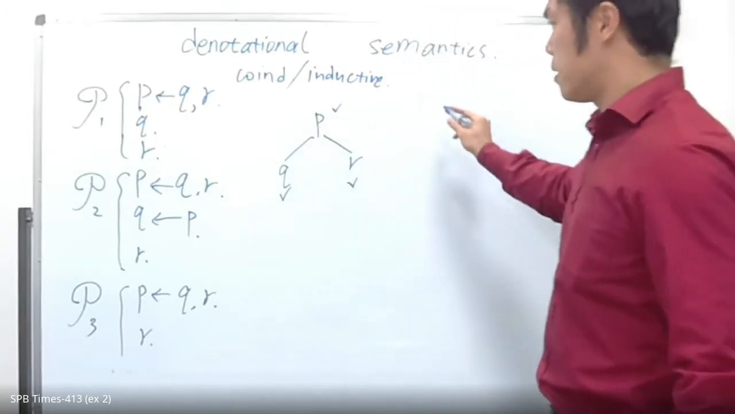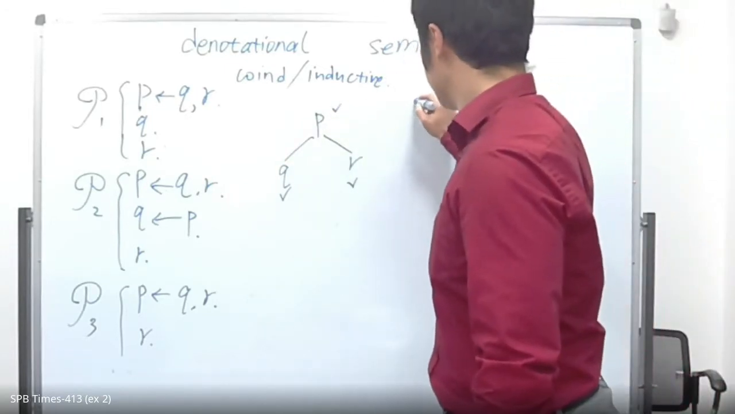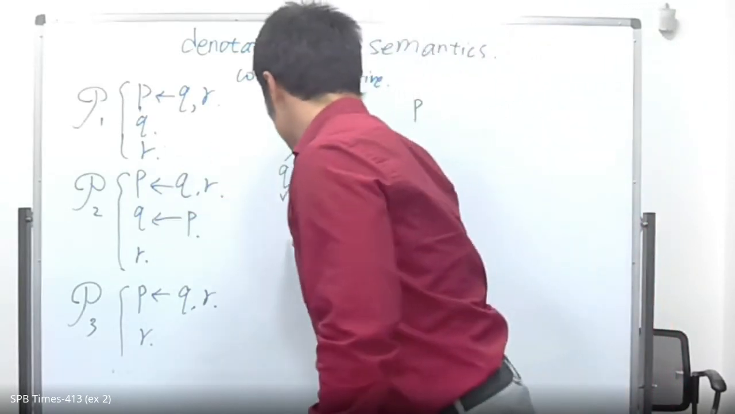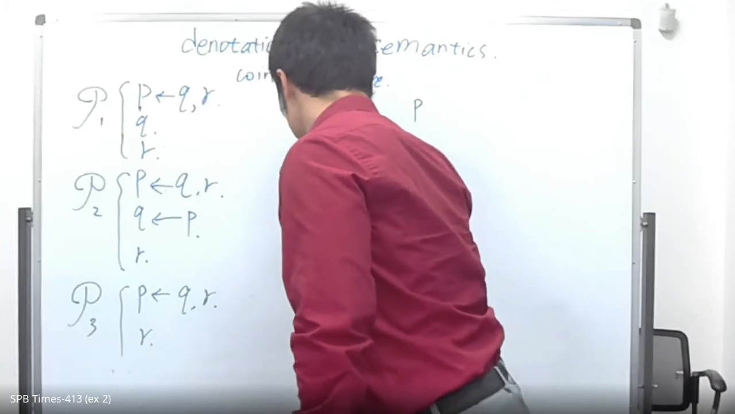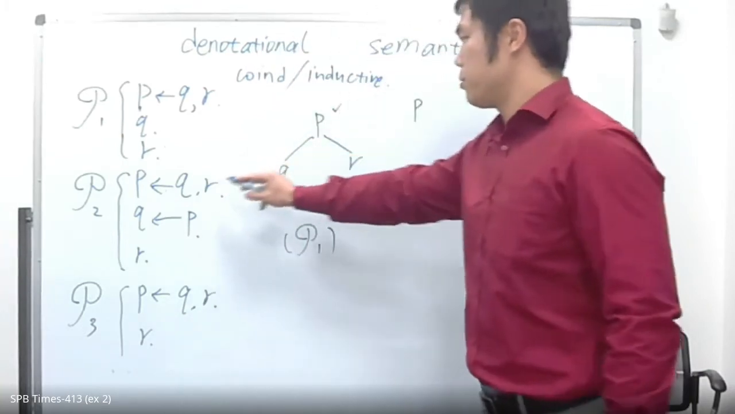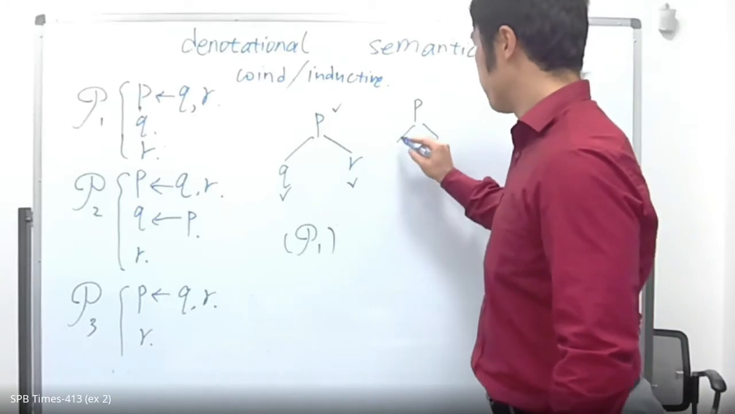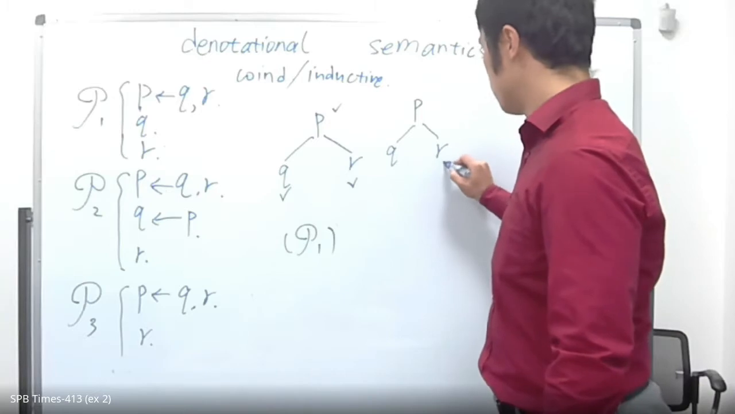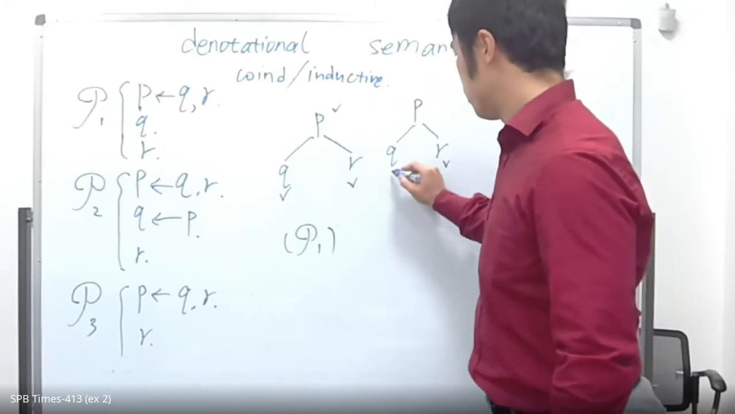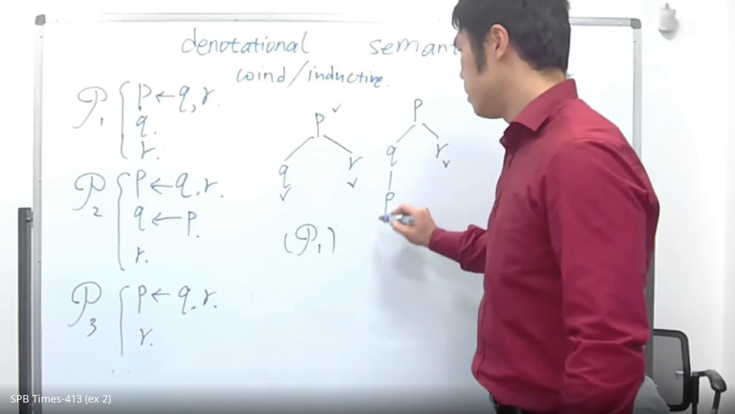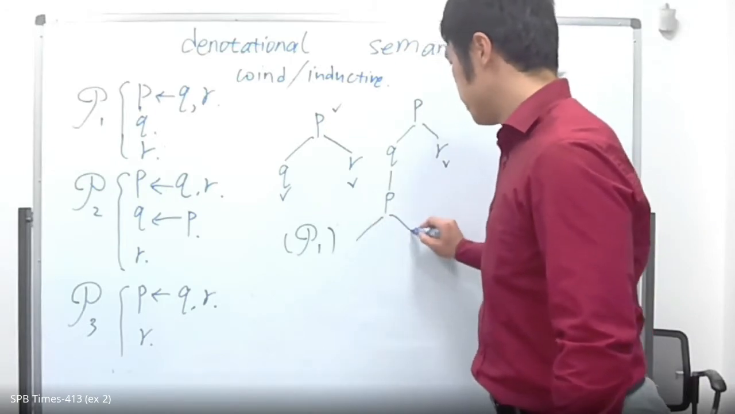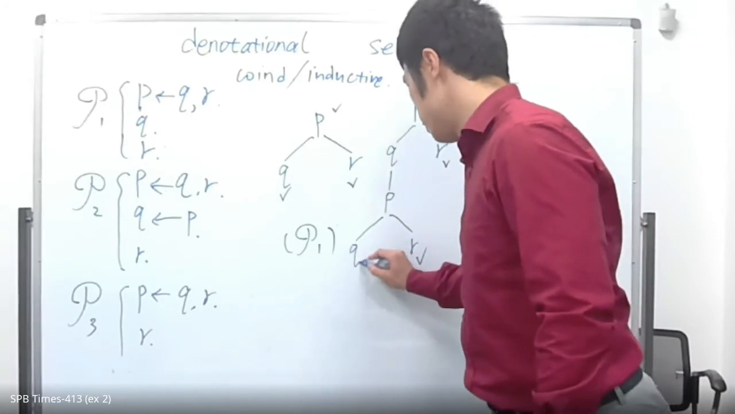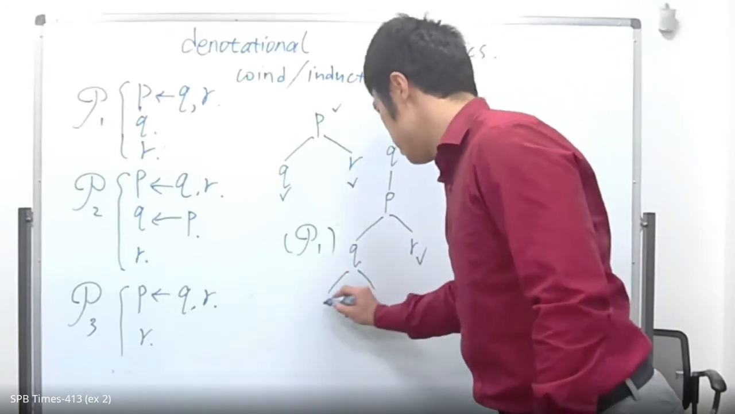Okay, and in the second, if we want to prove P with respect to the second program, again, we use the first clause, which says the truth of P depends on the truth of Q and R. And the truth of Q depends on the truth of P. And we can do this repetitively. The truth of P, again, depends on the truth of Q and R, etc.